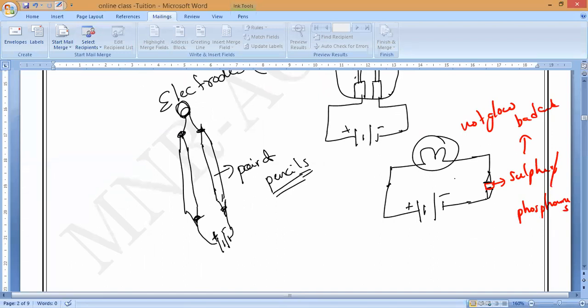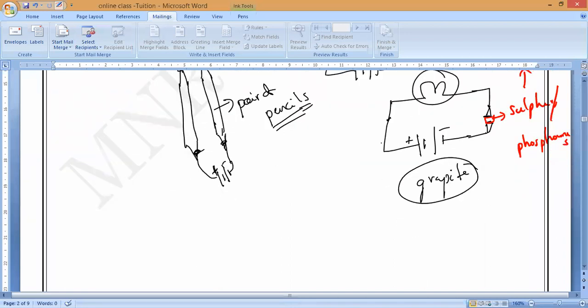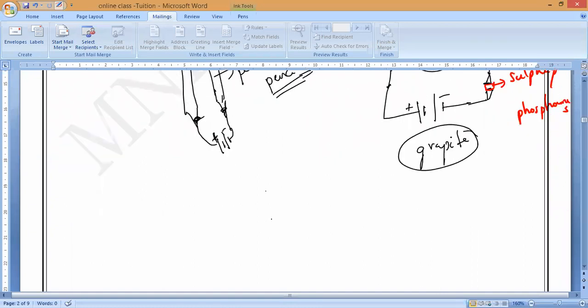But among non-metals, there is one that is a good conductor. That is also an allotrope of carbon. If you place graphite, just your pencil lead, and connect it, then the bulb will start glowing. Graphite is the only non-metal which will conduct electricity. You have to remember it. Except that, no other non-metal conducts. Any doubt in this?